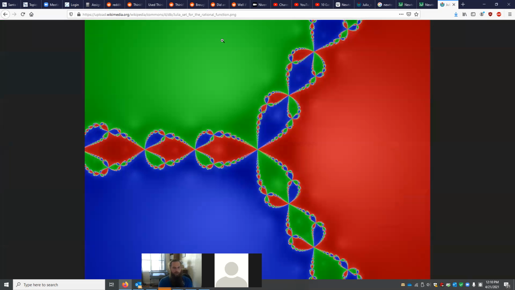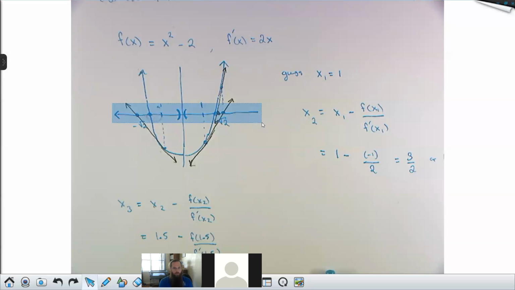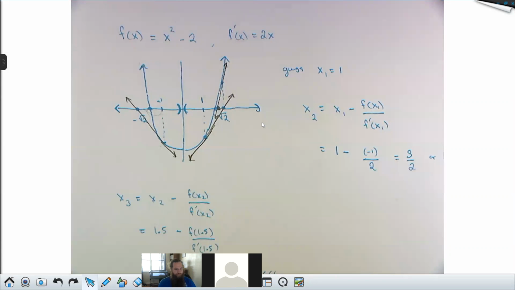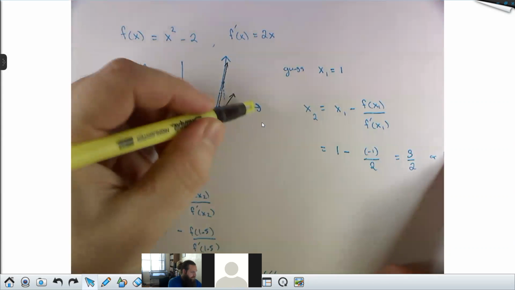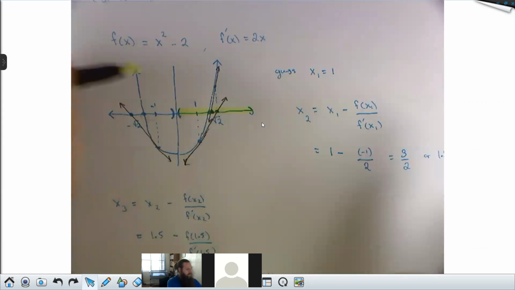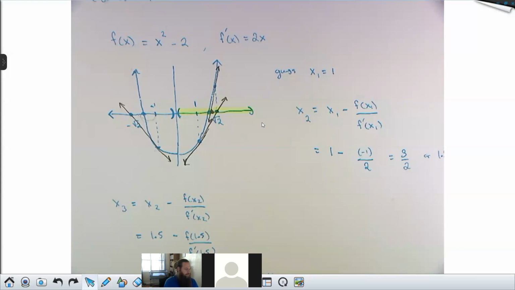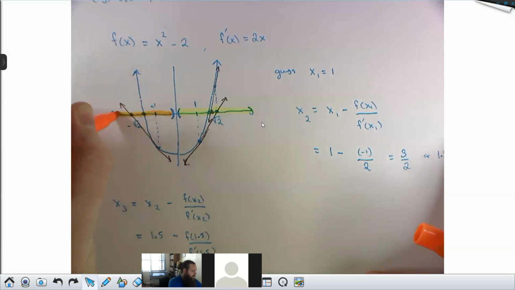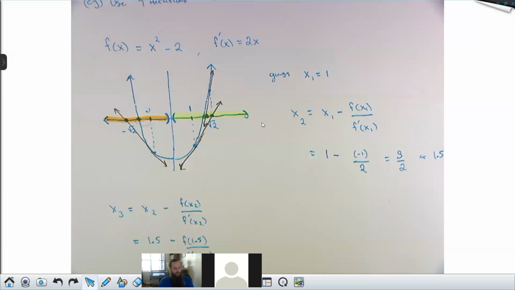So by splitting up the plane in the same way that you can split up the real line here into two regions: if you take a guess from this yellow highlighter region, you will end up gravitating towards positive root 2. If you take a first guess from the orange highlighter region, you will end up gravitating towards negative root 2. If you study your function as a function of a complex variable, where the input is two-dimensional, you can do the same thing. You can color the input space according to where you end up with Newton's method.